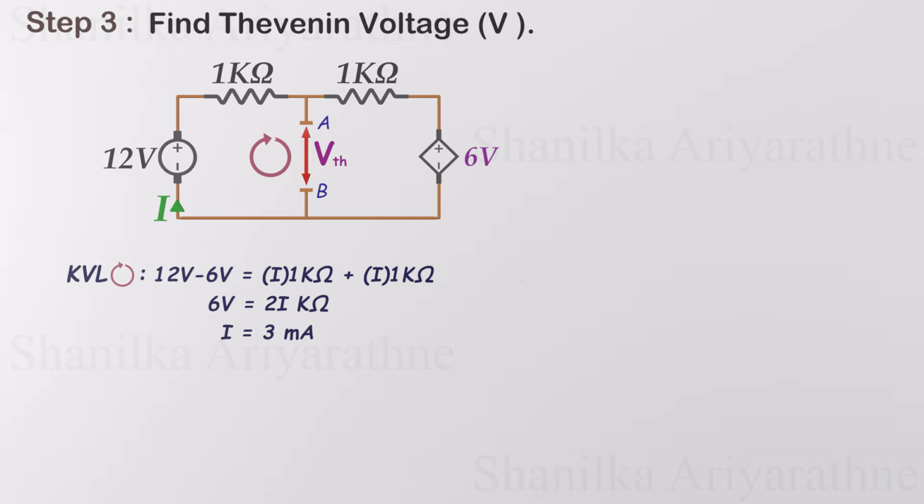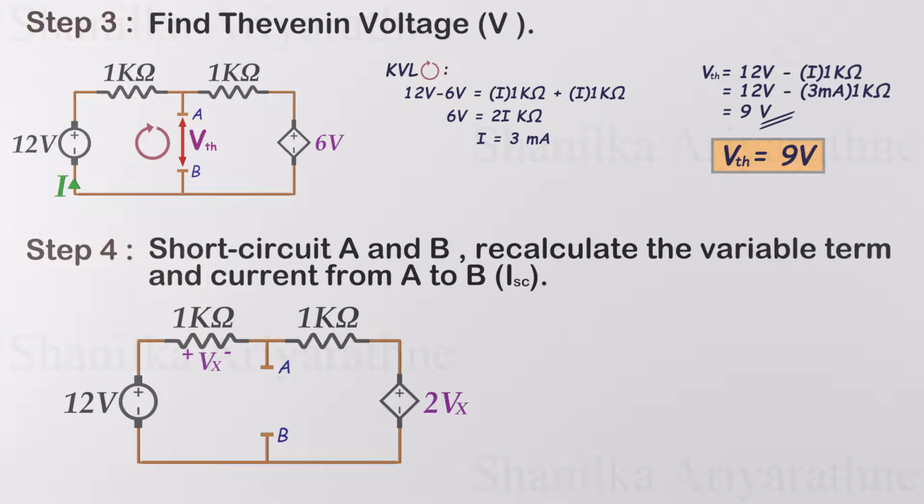We get the current through the loop as 3 milliamps. Now using this current, we can calculate the voltage across the node A and B, which is 9 volts. This is our Thevenin voltage. Now we short circuit terminals A and B and calculate the current flowing through the short circuit.